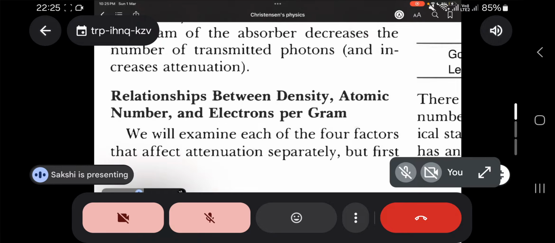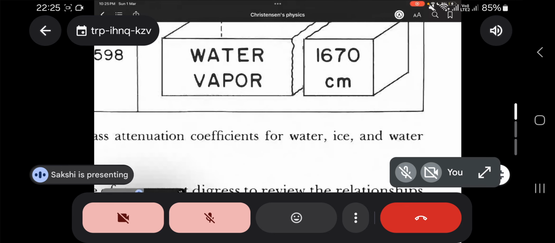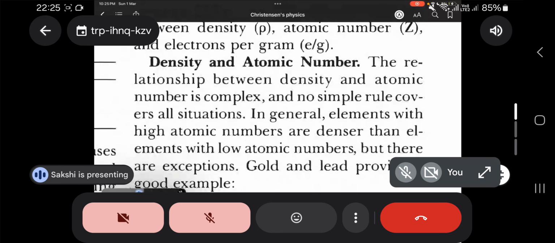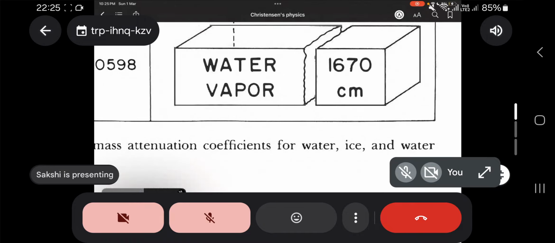So now we will talk about the relationship between density, atomic number, and electrons per gram. First of all, density and atomic number, how are they connected? Before reading that, just explain to me. Think about it, apply your IQ, and then tell me. No need to read it. Just think about it and tell me.